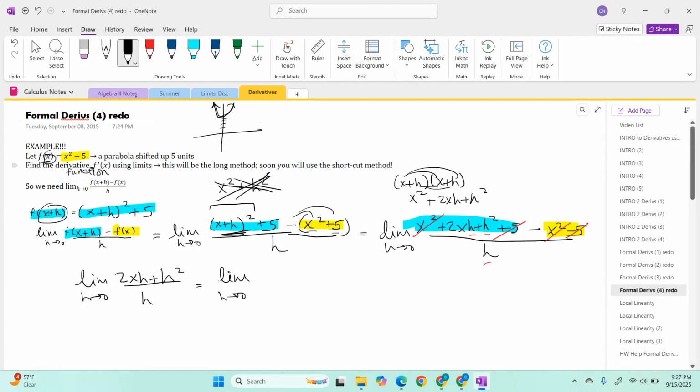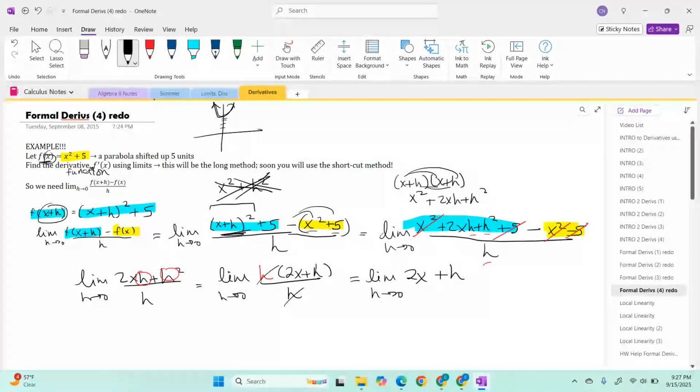And what can I factor? Well, if both terms have an h, you can factor that out. So I'm going to factor an h out of the numerator. That leaves me with 2x plus h all over that h in the denominator. Yes, here we go. I'm still writing limit. You better be writing limit still too.